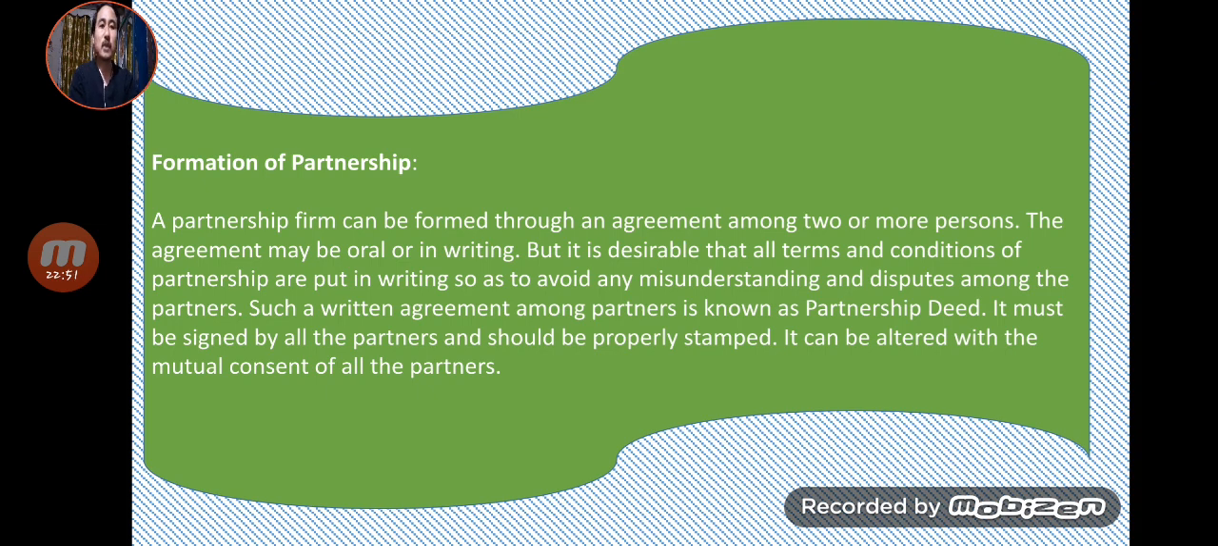So, formation of partnership. There has to be an agreement of two or more partners, and there has to be a partnership deed, and there should be the mutual consent of the partners, and there should not be any coercive force. If you want to make a deed, obviously you need to visit the legal advisors. They will do all the paperwork, and we need to take legal help in this matter.